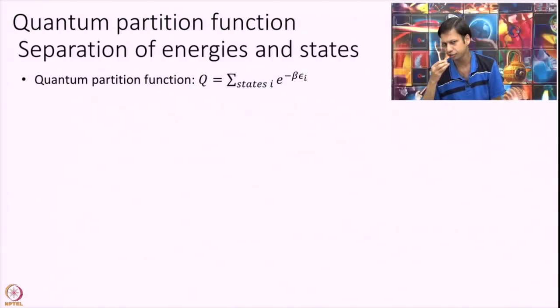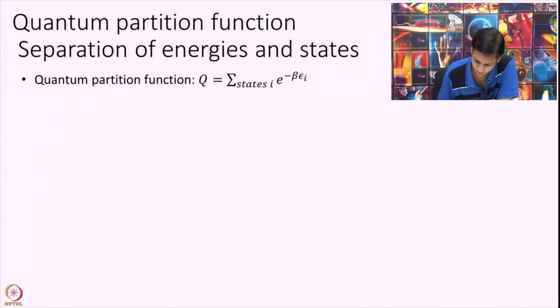Now, whichever version we write, over states or energies, we want to do the same trick we did in classical mechanics. We don't want to deal with the full partition function, which is much harder. We want to do divide and rule. We want to separate the states and the energies in terms of translational, rotational and vibrational levels. Okay. So how do we do that?